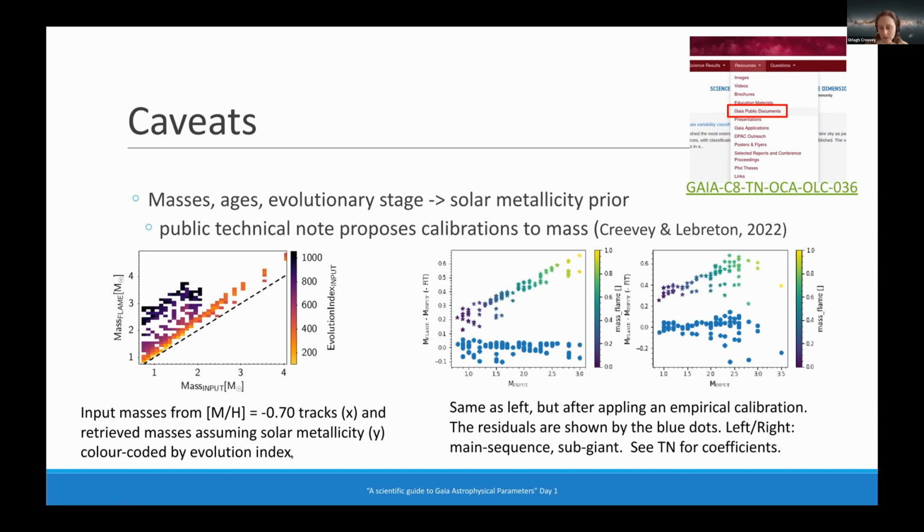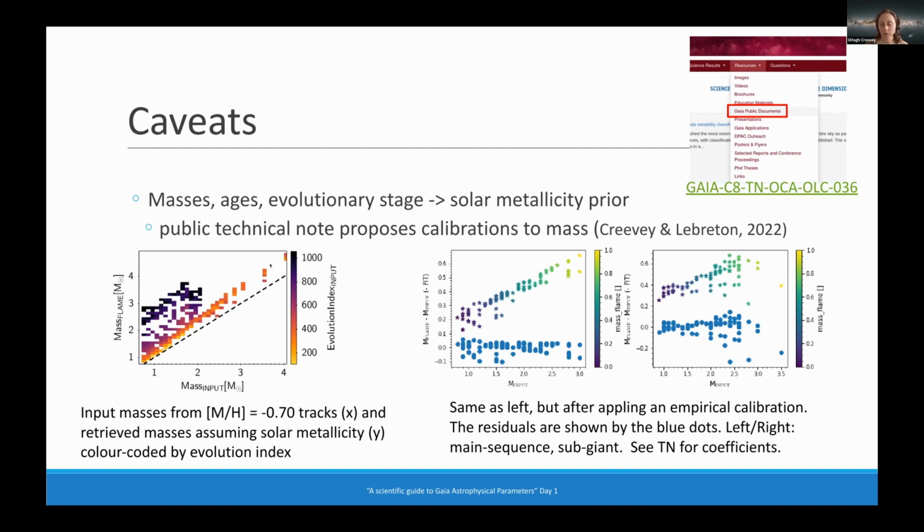I'm color coding by evolution index. I remind you that here, yellow, orange is main sequence, orangey, reddy, purple is about subgiant, and then all these darker things are giants. Here is the one-to-one line, which is what we would expect. When we do it with the solar metallicity tracks, of course, we get one-to-one. There are plenty of these figures in this document. This is just one example, but you can see that there is an offset, a very quantifiable offset for the main sequence stars, because I assumed the wrong metallicity. For the giants, it's a lot more complicated.